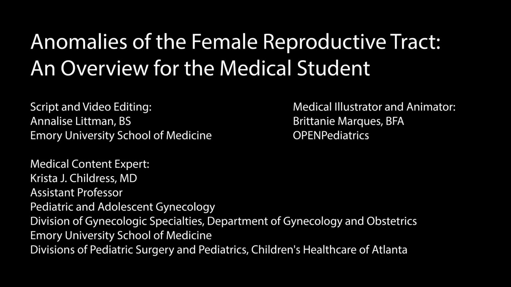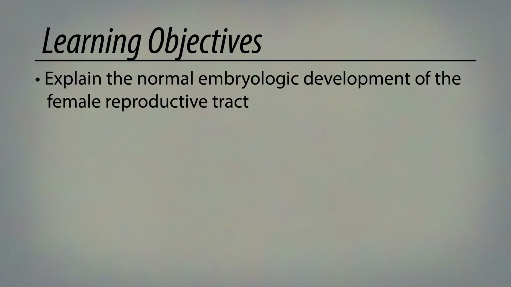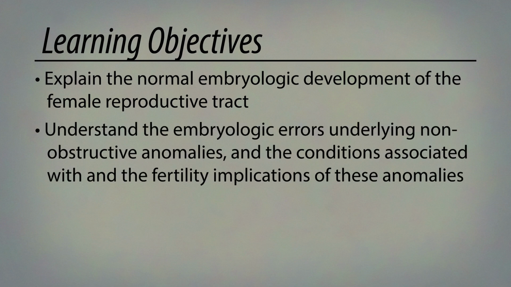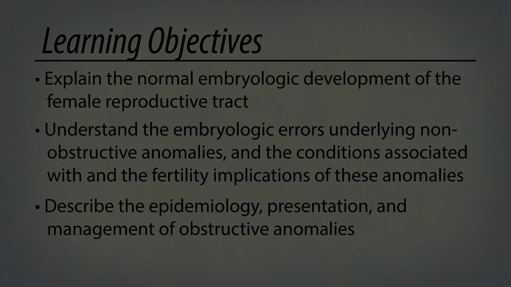Anomalies of the female reproductive tract, an overview for the medical student. By the end of this video, you will be able to explain the normal embryologic development of the female reproductive tract, understand the embryologic errors underlying non-obstructive anomalies and the conditions associated with and the fertility implications of these anomalies, and describe the epidemiology, clinical presentation, and management of obstructive anomalies.